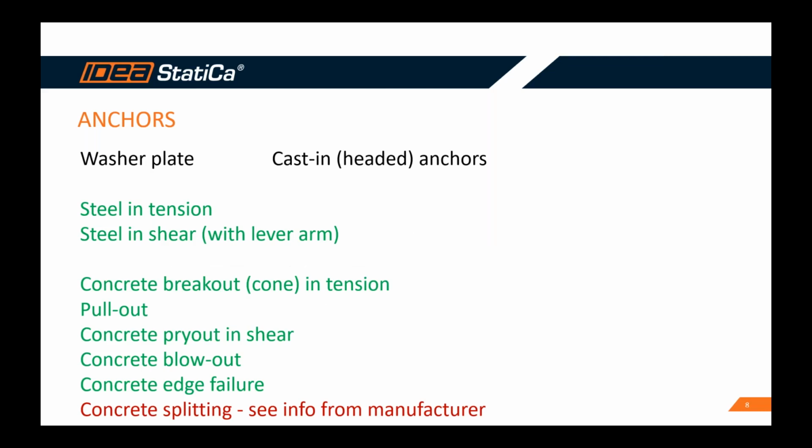If you have the anchors, you can choose between the direct or straight anchors or the washer plate anchors. If you are using the washer plates, that means that you are using cast-in anchors. And for these anchors, you can get these checks: steel in tension, steel in shear, then concrete breakout, pull-out, concrete breakout in shear, concrete edge failure.